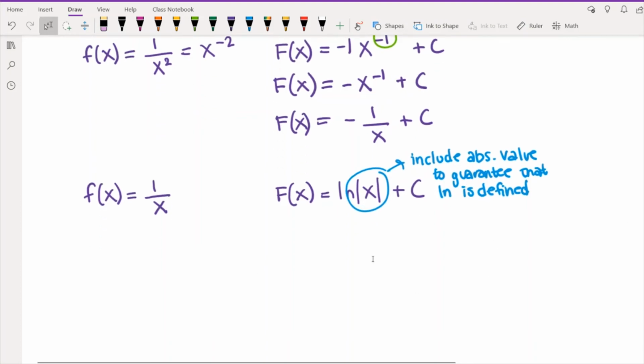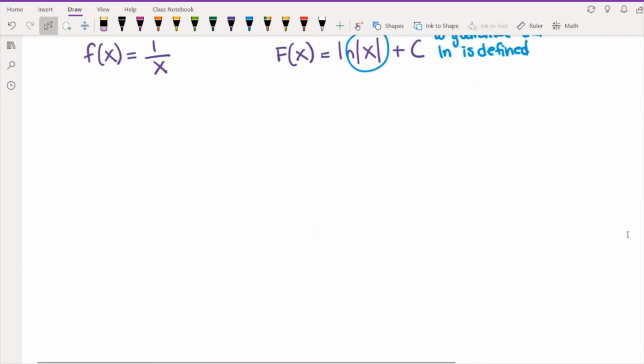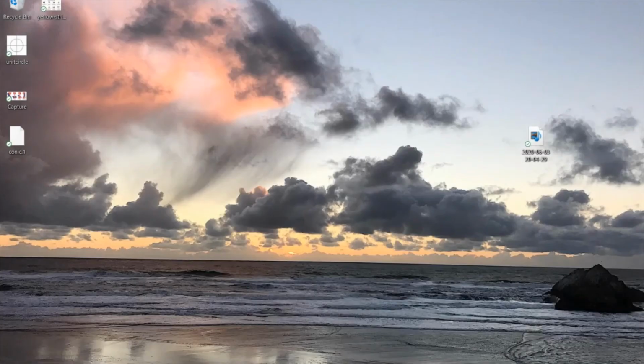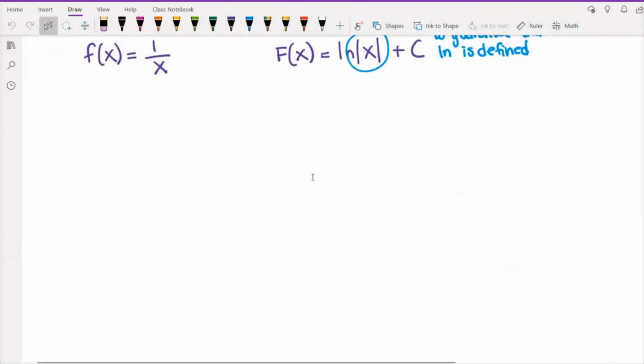Okay, so I want to do a couple examples now that are a little bit more complicated, pulling together different functions and finding the antiderivative. I'm not going to go over every different possible antiderivative that could come up, because it really is just working backwards and thinking, what function do I need to take the derivative of to get this?